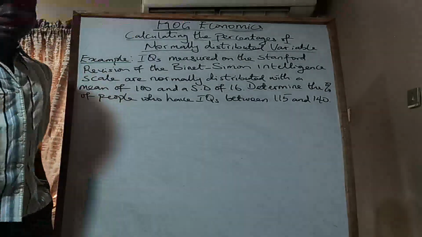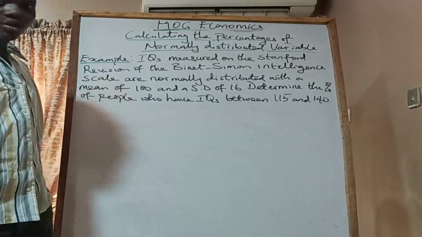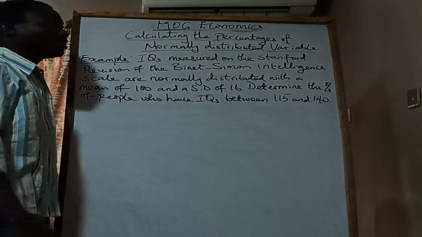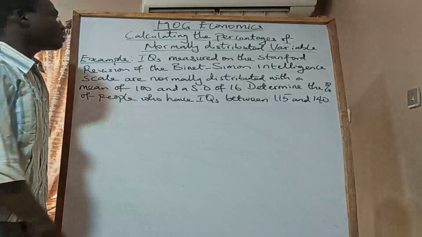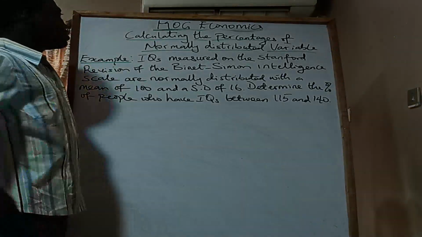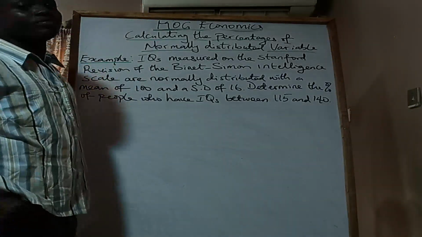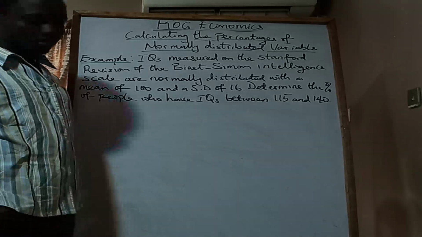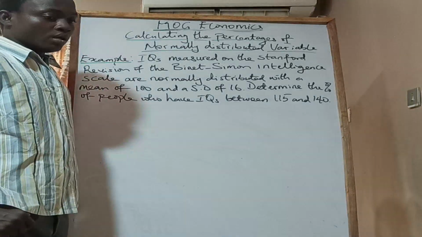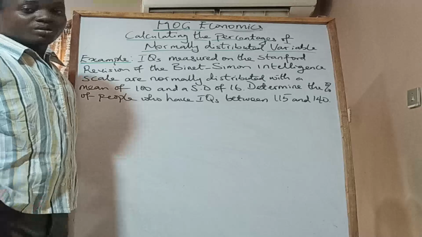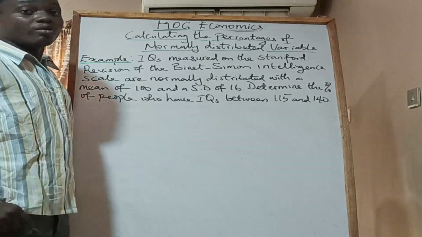So we are getting to the end of our discussion on this aspect of normal distributions. In this video we're looking at how to convert a normally distributed variable into a standard normal form.